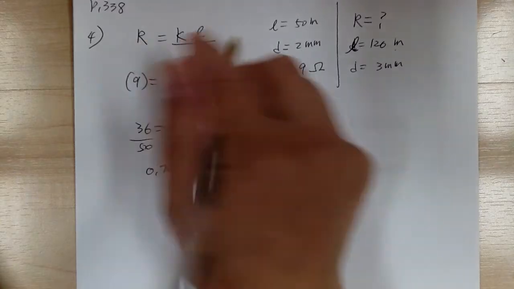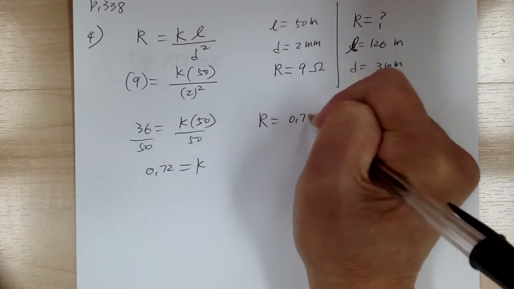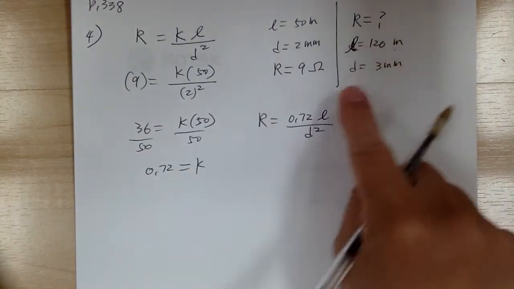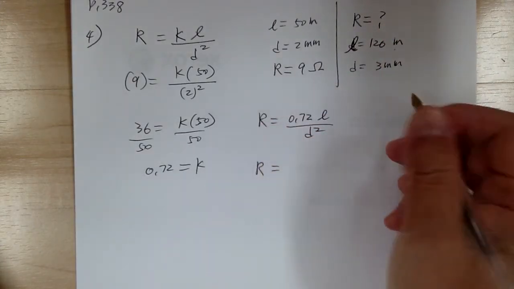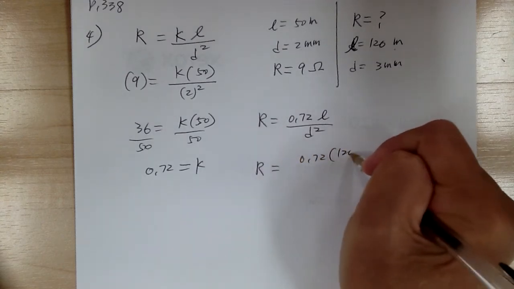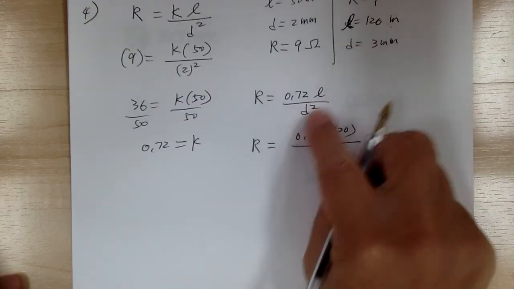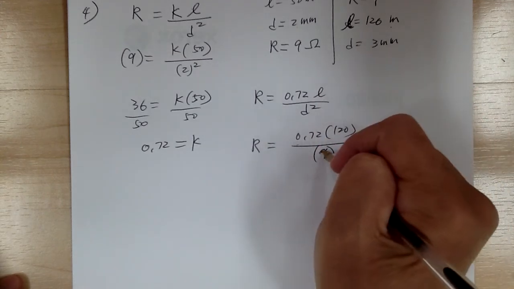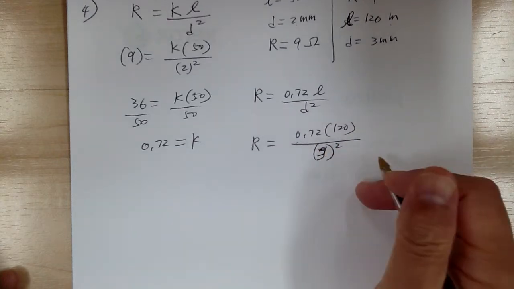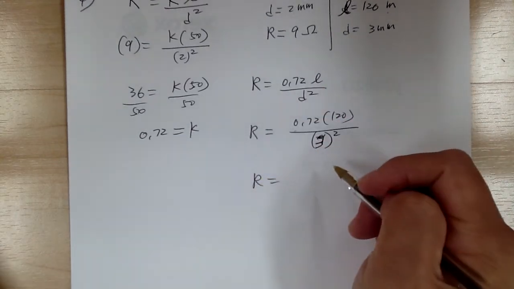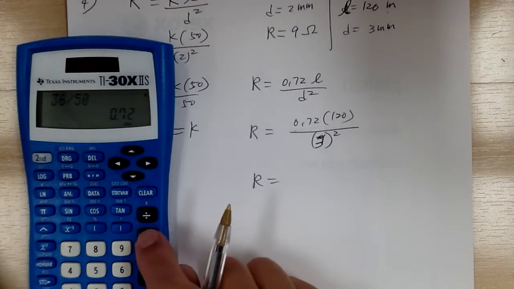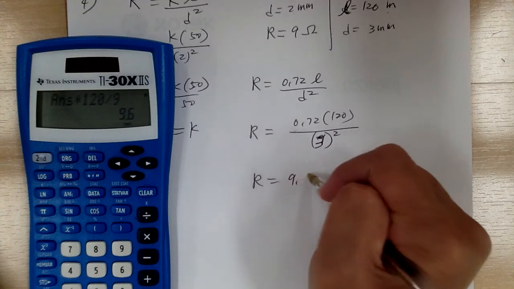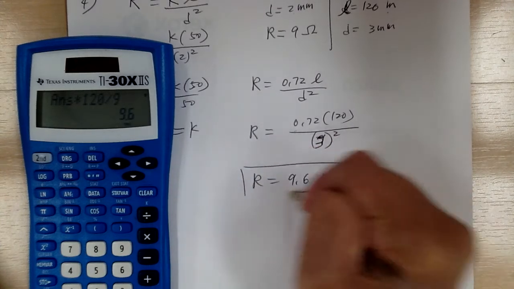Once you find K, let's update the equation. So R equals 0.72 L over D squared. Now to find R, again, we substitute everything in here. So R equals 0.72 times 120 over, now be careful, the D squared, so it'd be 3 squared, which is 9. Then you work it out. So R equals 0.72 times 120 divided by 9, equals 9.6 ohms.